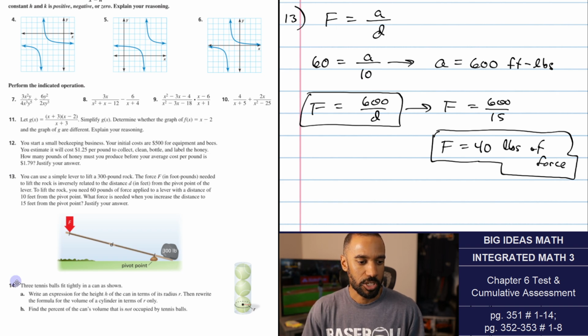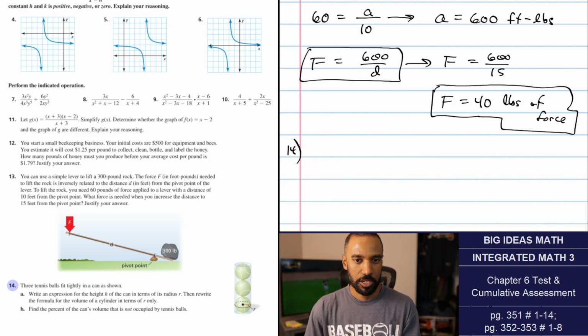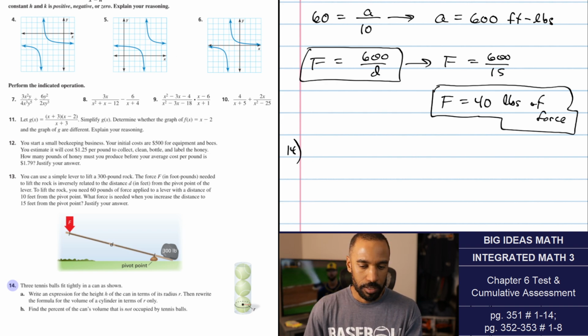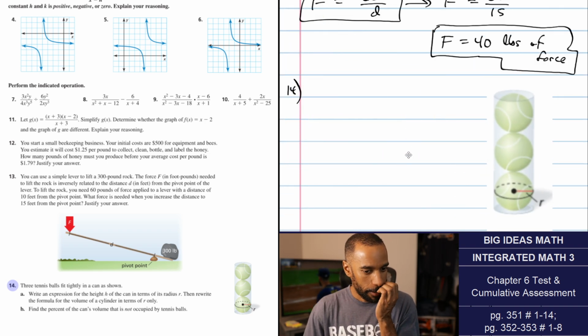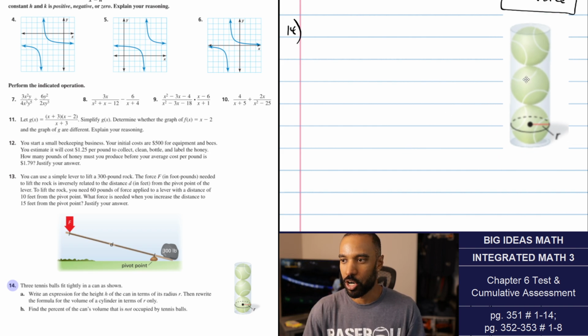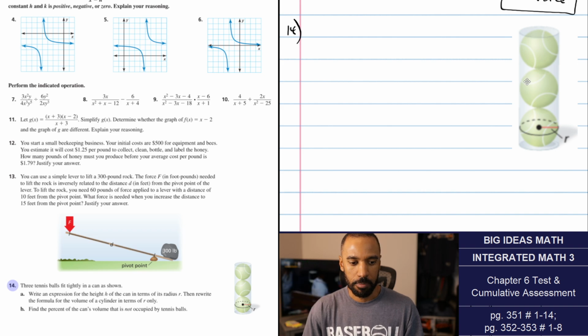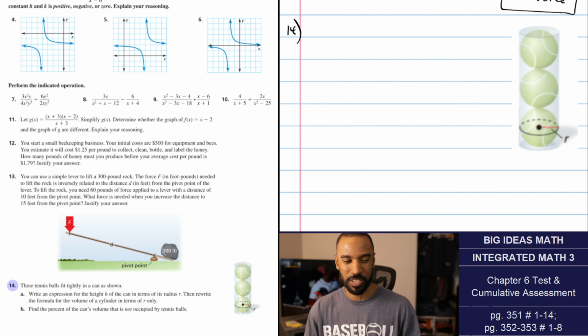Okay, number 14, last one from the chapter test portion. 3 tennis balls fit tightly in a can as shown. Write an expression for the height. This sounds like chapter 1. Let me copy paste the tennis ball thing, we might need to use it. All right, here's an image. Write an expression for the height of the can in terms of its radius r, then rewrite the formula for the volume of a cylinder in terms of r only. And then find the percent of the can's volume that is not occupied by tennis balls. This sounds more like chapter 1. This should be in the cumulative assessment portion.